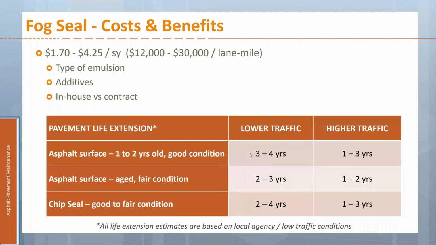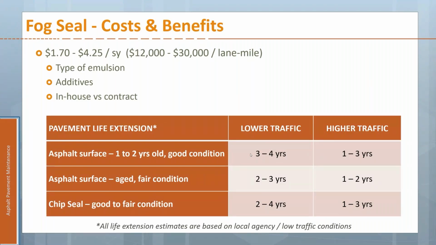Now, part of the reason for that is what type of emulsion are you using? Are you paying extra for some of those extra goodies that are in there for the high performance? You can add carbon black to make it a nice dark color, darker than the normal. You can have the rapid setting or the high performance that you can turn traffic back on sooner. Maybe it's more of a rejuvenating content. So there are lots of additives that can be put into the product. And then also, do you do the work in-house? Do you contract it out? Usually, if you can do this work in-house with your own equipment, then the overall cost that you're going to see is much less than if you were to contract this out.